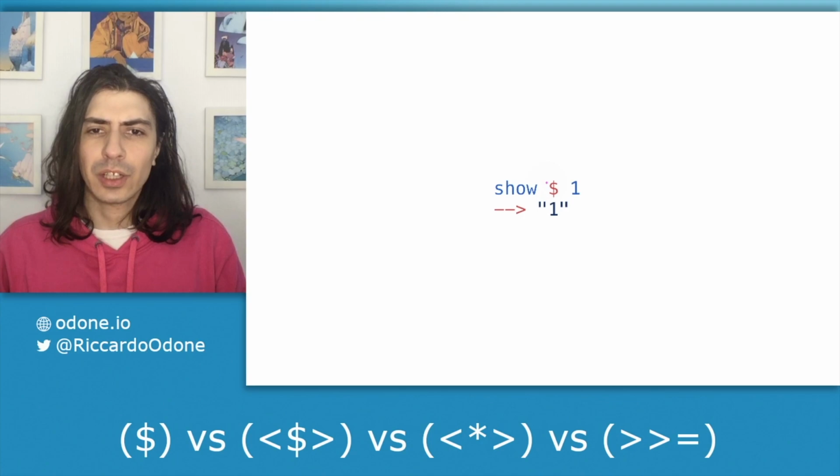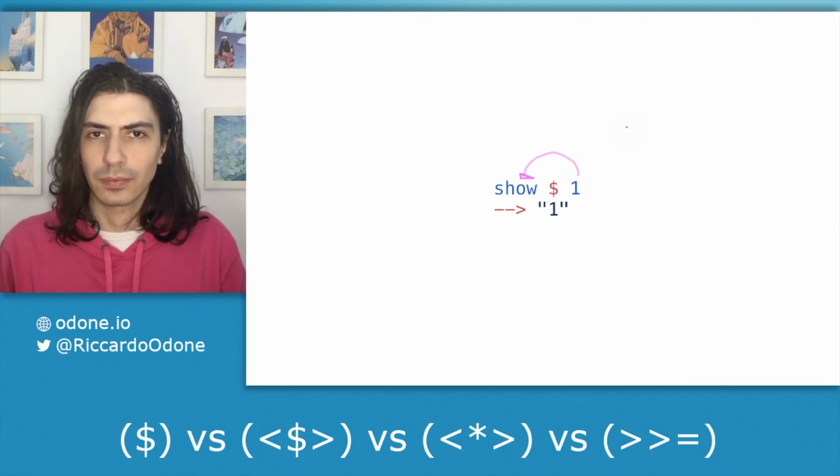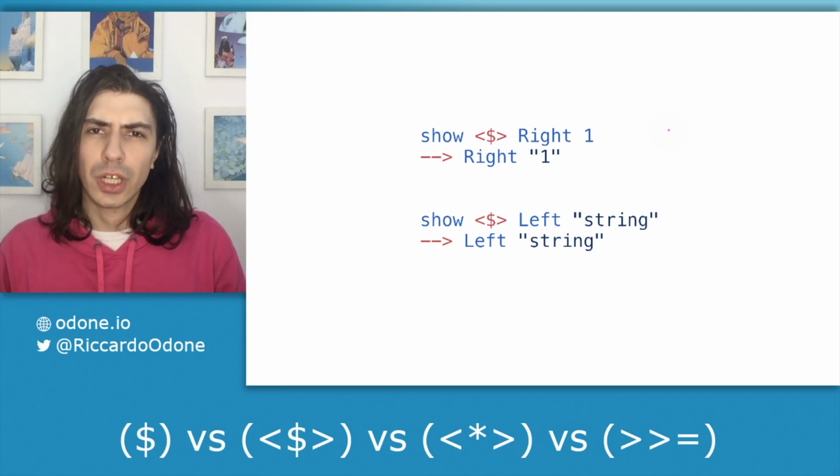In terms of the function application operator, nothing strange happens. Actually, we could have omitted the $ sign and this would have worked the same. We are just applying this value here to the function show. With Fmap, things change quite a bit. So first of all, notice that on the right of the Fmap operator, we have an Either and not a value. So we have a value wrapped up in the Either context.